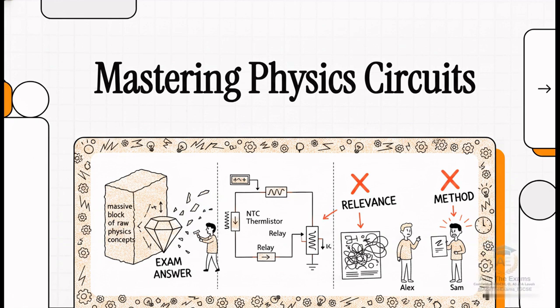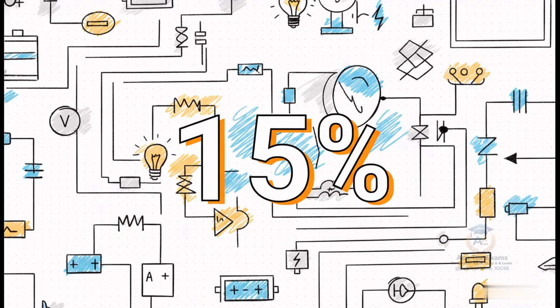So what happens? When the examiner's red pen hits the paper, both of them lose massive marks. Alex gets penalized heavily for relevance because he didn't answer the specific question. Sam gets penalized for lack of method because he didn't show his working. Today we're going to explore exactly how you can avoid both of these problems and start claiming the top marks you actually deserve. Okay, let's dive into this.